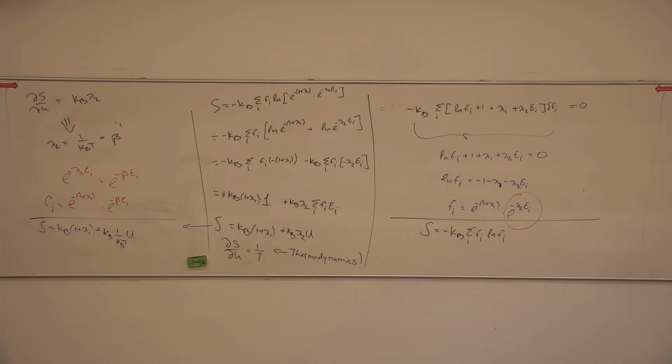So let's multiply everything by T. We obtain that TS equals k Boltzmann T (1 plus lambda 1) plus U. We multiplied everything by T, so where is T? Over here, k Boltzmann T.